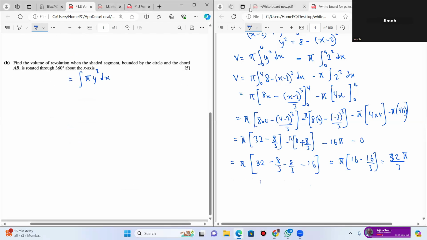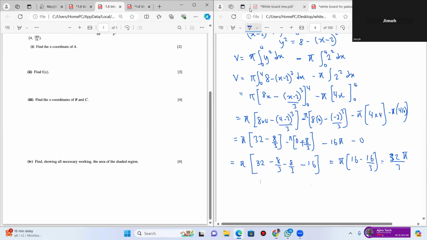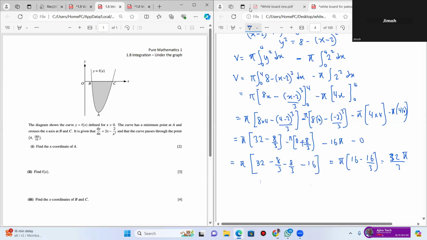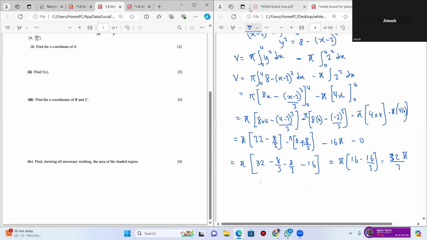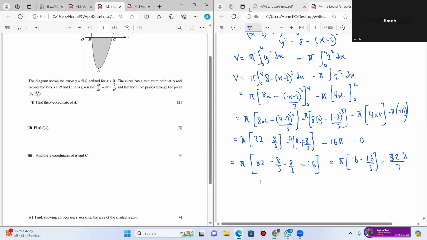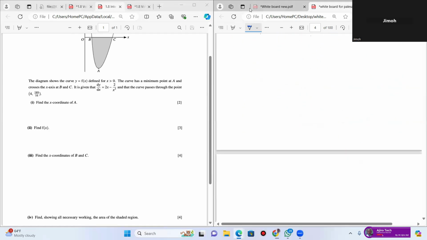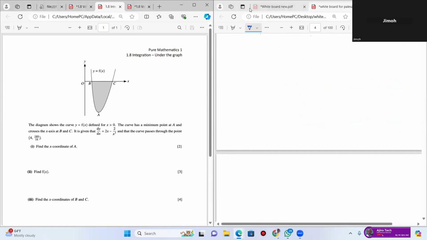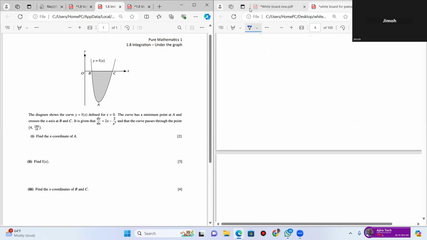Yeah. So now let's look at the third question. This should be our third question. Total of 30 marks. Now, the diagram shows the curve y.